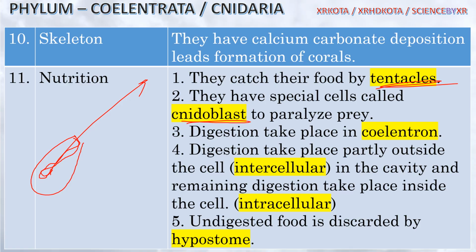Now there are two types of digestion. Part of digestion takes place in the coelenteron, and part of digestion takes place inside the cells, the gastrodermal cells found in the inner layer. One is extracellular digestion, which takes place outside the cell, and the second is intracellular digestion, which takes place in the gastrodermal cells. Undigested food is thrown out from the same opening through which the food is taken in, that is the hypostome. So these are the special things shown in yellow. Please learn them.